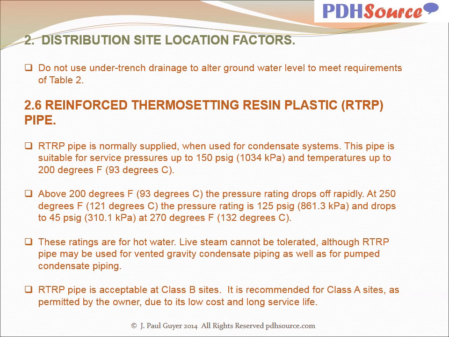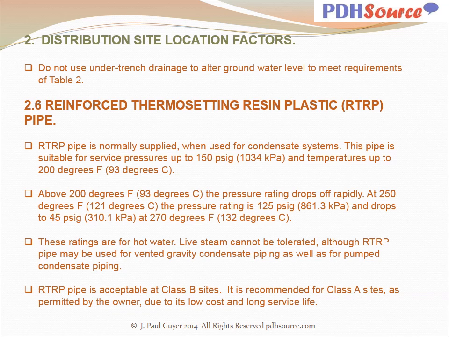With regard to the use of reinforced thermosetting resin plastic pipe, RTRP, RTRP pipe is normally supplied when used for condensate systems. This pipe is suitable for service pressures up to 150 psig and temperatures up to 200 degrees Fahrenheit. Above 200 degrees Fahrenheit, the pressure rating drops off rapidly. At 250 degrees, the pressure rating is 125 psig and drops to 45 psig at 270 degrees Fahrenheit.